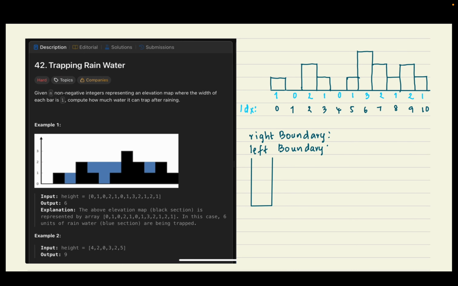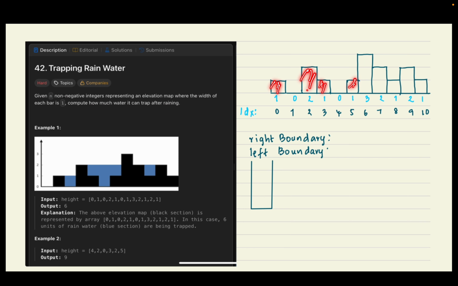So the problem statement states: given n non-negative integers representing an elevation map where the width of each bar is 1, compute how much water it can trap after raining. So we have a city with different buildings of different heights. Whenever there is rain, there can be water trapped in between these buildings, right? So we have to determine how much water can be trapped in between these buildings.